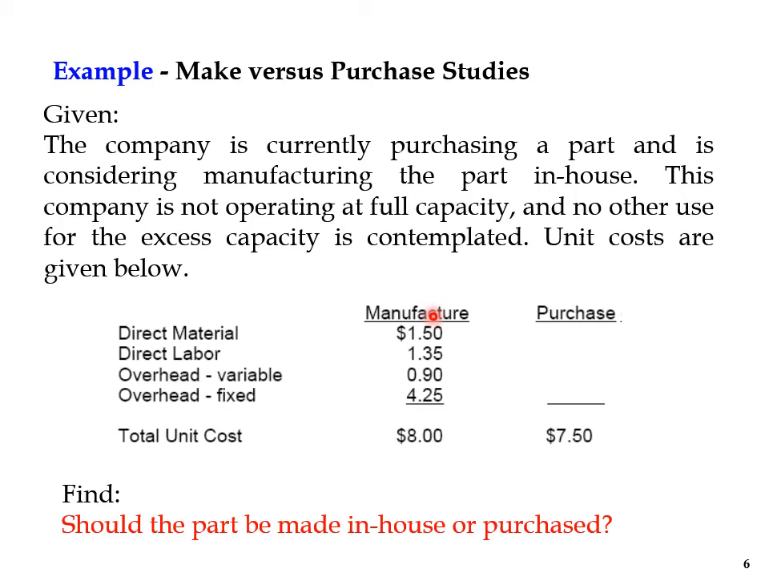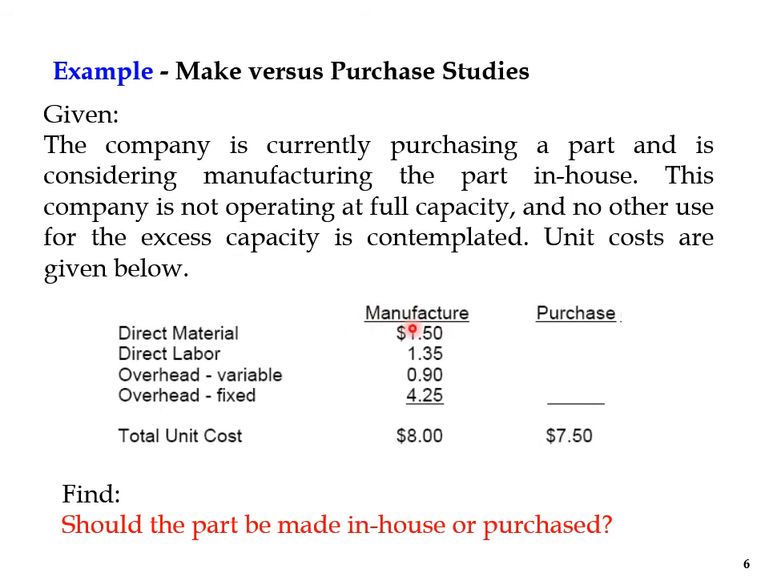So why do we make this statement? Because we want to say that the opportunity cost is zero. You should not consider the opportunity cost. The unit costs of the items are given below. The direct material cost, if you manufacture, is $1.5 per unit. Of course, if you purchase the item, you will not pay anything for it. You will just pay the final $7.5 for the item itself.